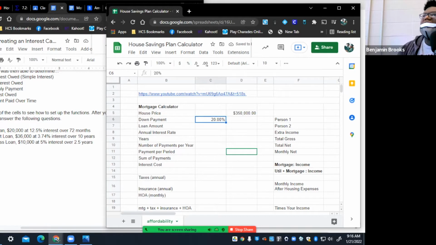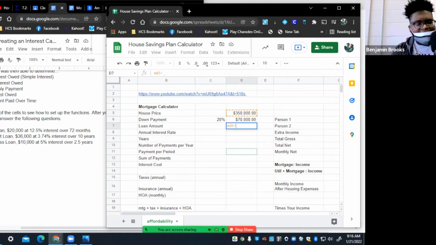And if you wanted to just get rid of these decimals, what you can do is click the back button up here, the zero minus thing or whatever. Now, to take our housing price times our down payment, we're going to hit equals this cell, shift 8, times this cell, and that'll be our down payment. All right. So then our loan amount would be D5 minus D6. So we're going to hit equals D5 minus D6.